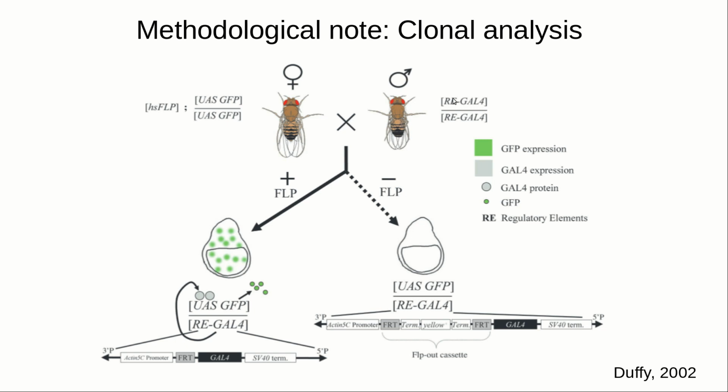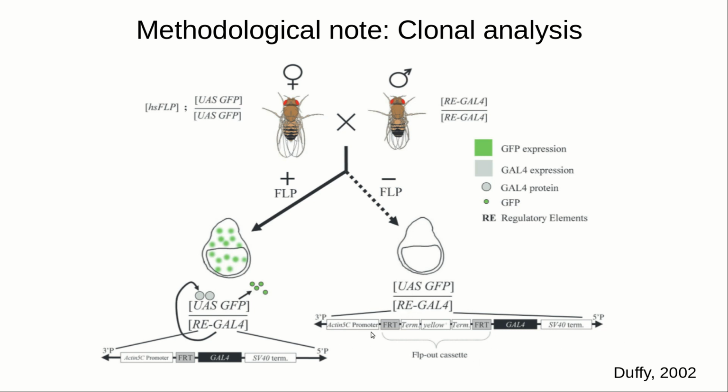It is based on GAL4, which is a transcriptional activator that comes from yeast and that binds to the UAS sequence, which stands for upstream activating sequence. So this GAL4 is initially in a cassette. It's inactive, and it is in a cassette like this one.